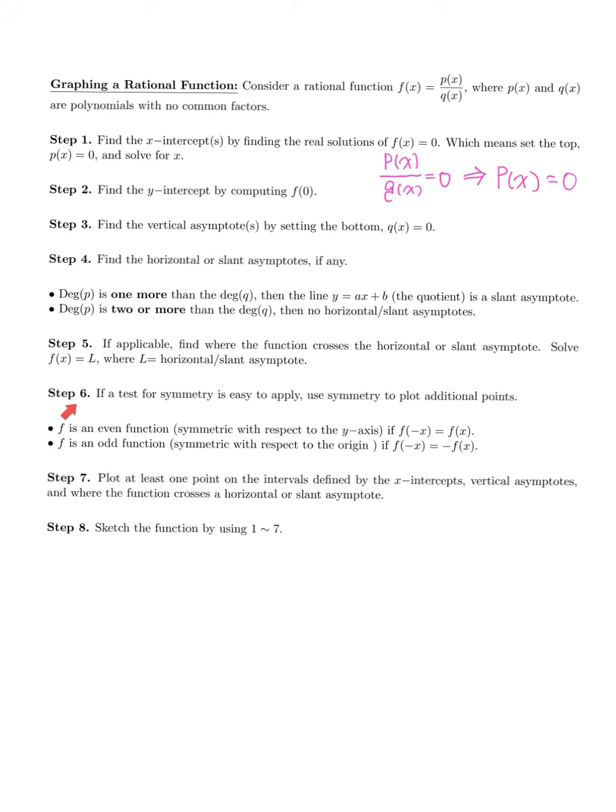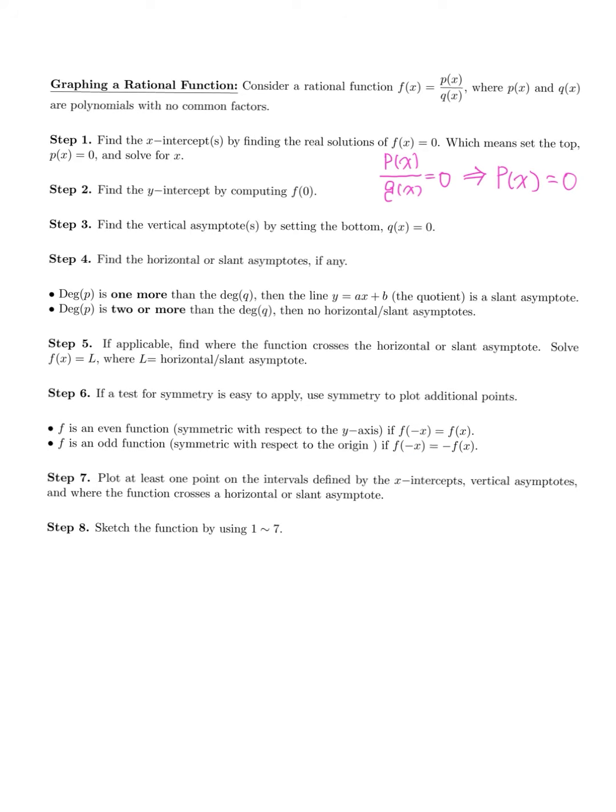And then step 6, if a test for symmetry is easy to apply, use symmetry to plot additional points. I usually don't do this part, but you can if you want. So how do you check for the symmetry? Here's the review. f is an even function, which means that it's going to be symmetric with respect to the y-axis if f of negative x equals f of x. And then f is an odd function, which means the graph will be symmetric with respect to the origin if f of negative x is going to equal negative f of x.